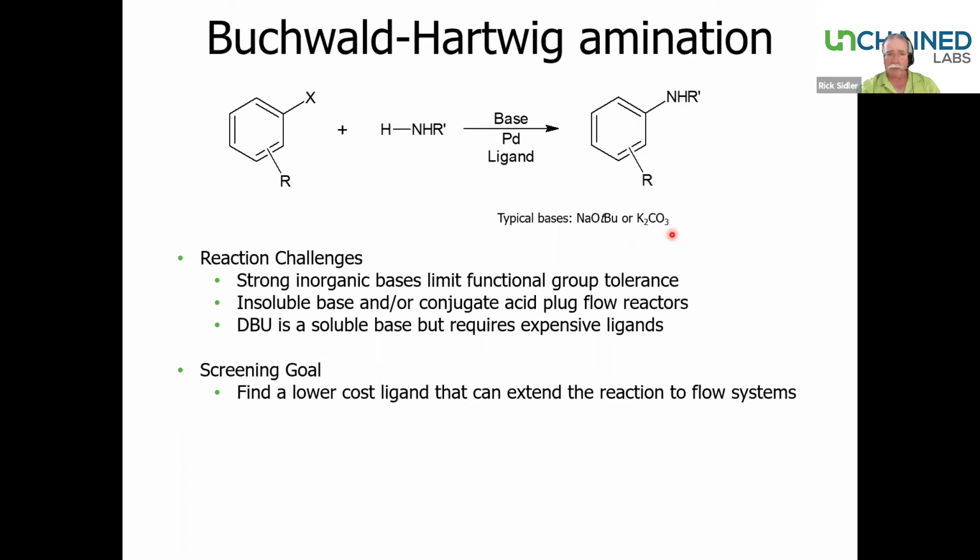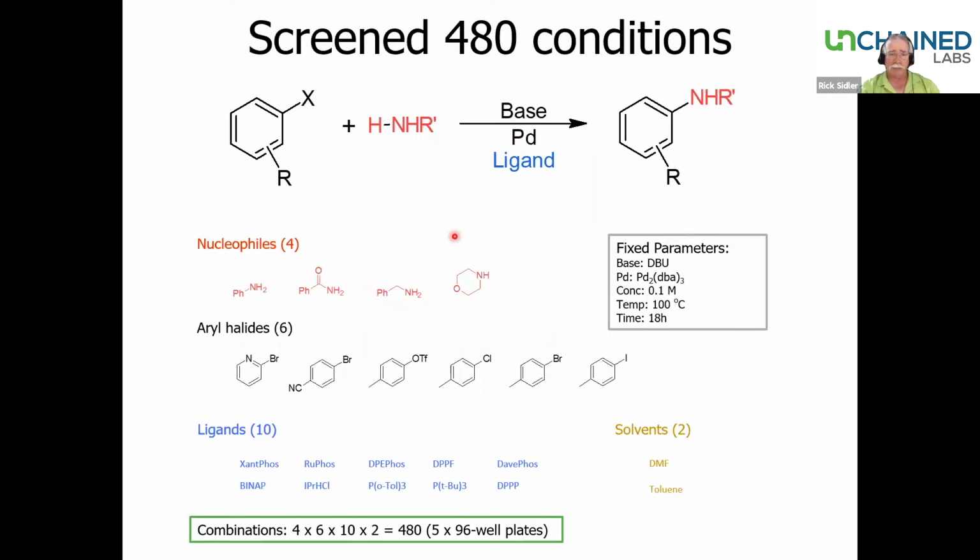Remember earlier on, we talked about the number of possible combinations and how that can really expand the number of reactions that you need to run in reaction screening. In this particular paper, they were looking at 4 different nucleophiles, coupling those with 6 different aryl halides, using only 10 different ligands and 2 solvents. And to keep the number of reactions at a moderate level, they fixed the base, looking only at DBU, and a single palladium source, concentration and temperature, and an endpoint assay time of 18 hours. The combination of these reaction conditions requires 480 experiments. That's 5 96-well plates to execute.